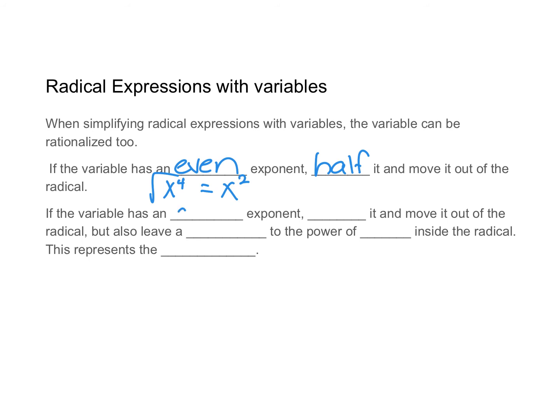But if it has an odd exponent, remember odd numbers are like 1, 3, 5, 7, 9, 11, 13, 15, odd numbers. You're going to half it and move it out of the radical. But you're also going to leave a variable to the power of 1 inside the radical. This represents the remainder, because you would always have a remainder of 1 letter left if you had an odd number.